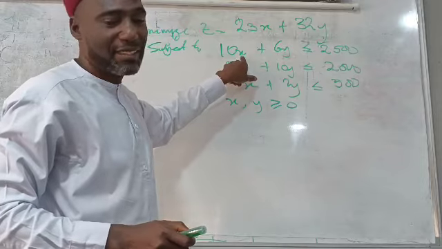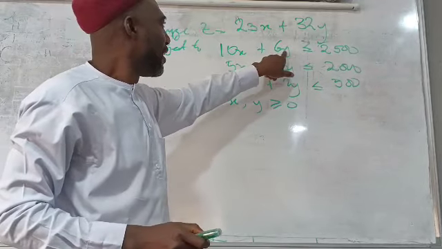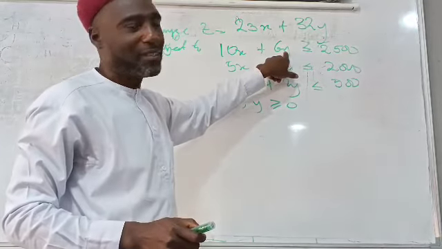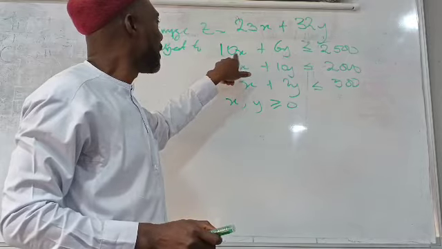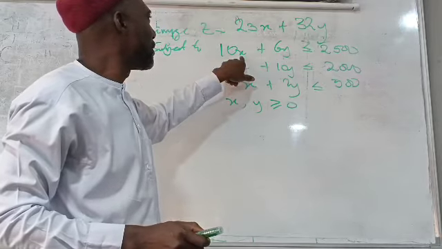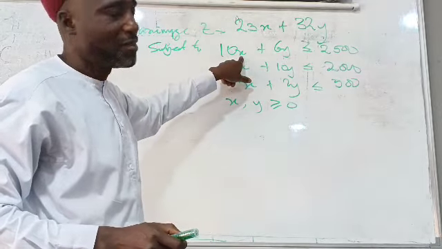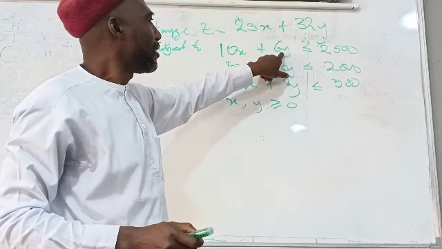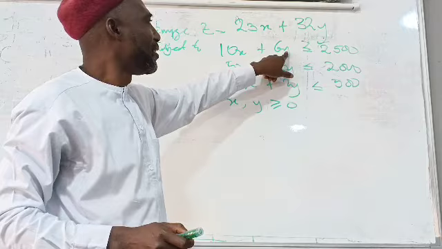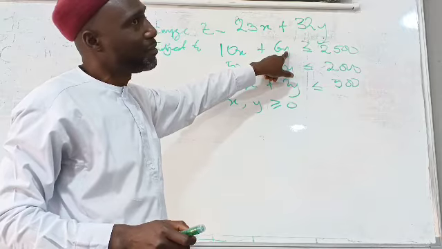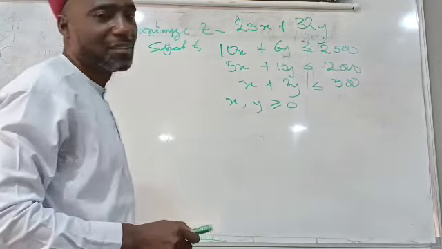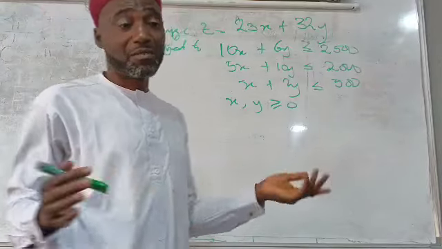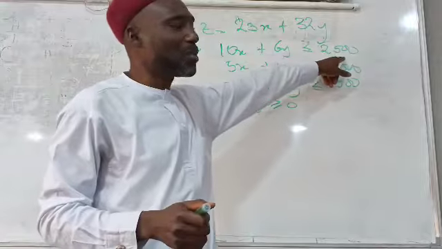If you produce 50x, 30y, 10 times 50 will be what? 500. 6 times 30 will be what? 180. So you put the two together, you are in the region of 680, which is still less than 2005.